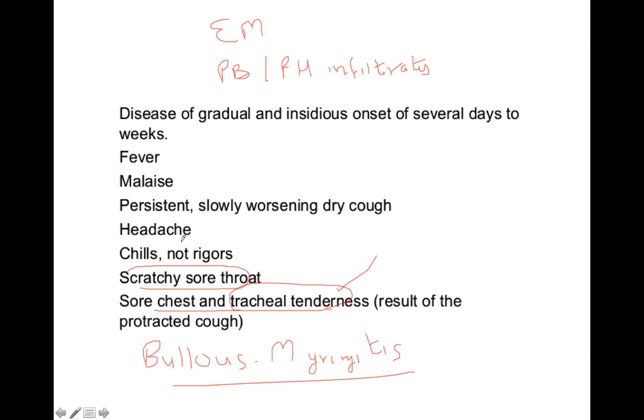The patient may have headache, dry cough, because it's an atypical pneumonia, and fever. These are non-specific findings. So you have to remember erythema multiforme, bullous myringitis, peribronchial and perihilar infiltrates, scratchy sore throat, and tracheal tenderness. These are characteristic.